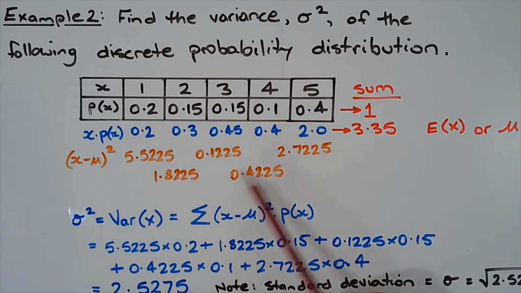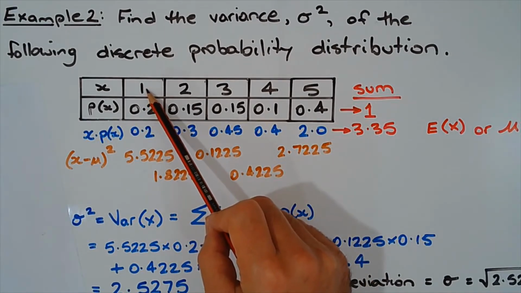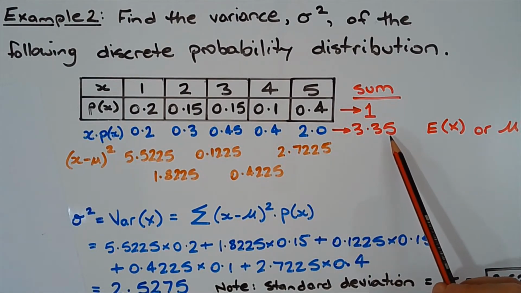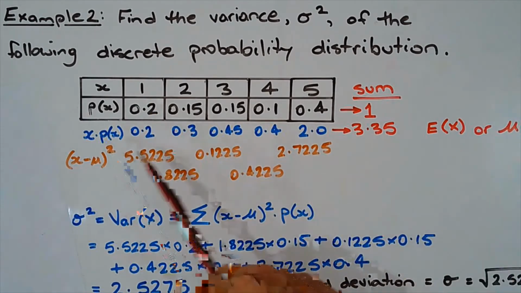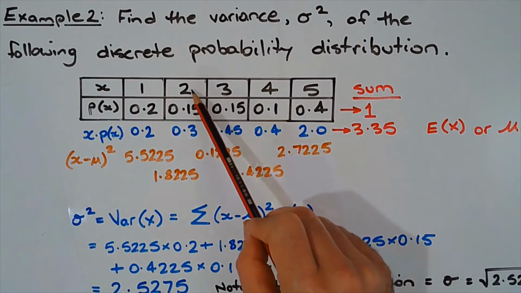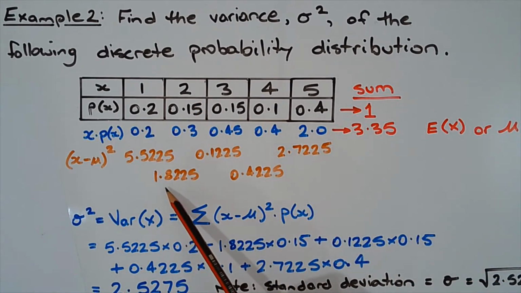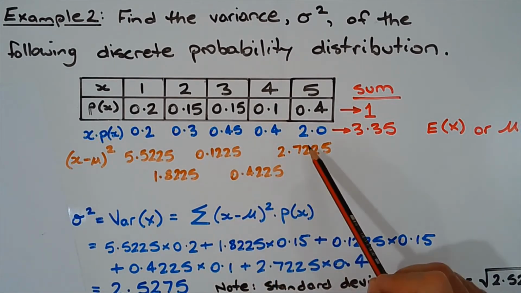And these values are determined by taking a score, say starting with 1. We subtract from that mu, 3.35, and then we square it. So 1 minus 3.35 all squared is equal to 5.5225. 2 minus 3.35 all squared is equal to 1.8225, and so on. So we end up with these 5 values.